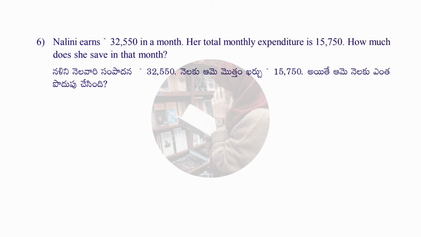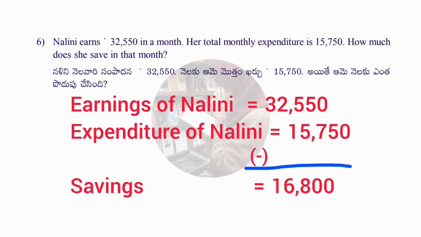Understood, guys? Let's move on to the sixth question, which is: Nalini earns 32,550 in a month. Her total monthly expenditure is 15,750. How much does she save in that month? Okay, so let's see. The answer is: earnings of Nalini, which is 32,550.